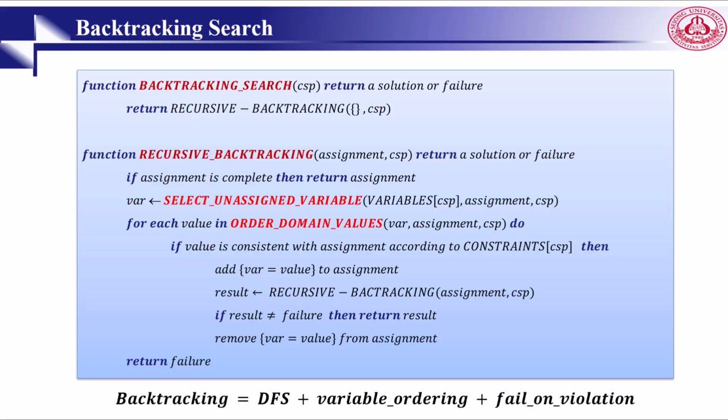Because the representation of CSP is standardized, there is no need to supply backtracking search with a domain-specific initial state, successor function, or even goal state. The functions select unassigned variable and order domain values can be used to implement the general purpose heuristics as well. So we can say that backtracking is DFS plus variable ordering and fail on violation.